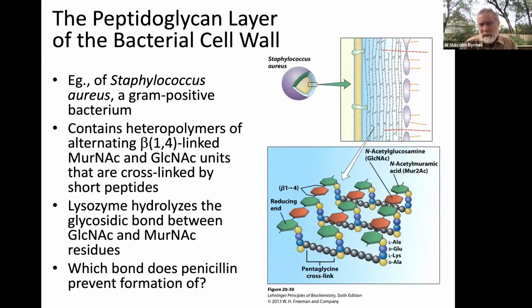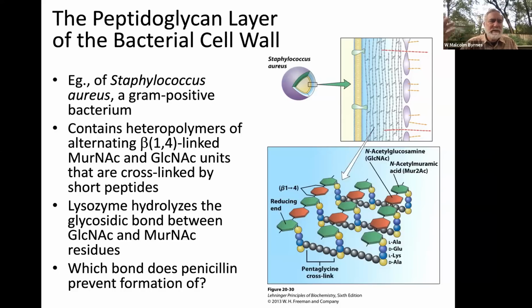All right. And then we also have these peptide linkers that link the heteropolysaccharide chains. And what do we see? We see this pentaglycine bridge connected to this other, what? L-ala-D-glu, L-lysine, D-alanine, short peptide chain. And so these peptide chains are important in linking these polysaccharide chains together as part of the entire cell wall structure.